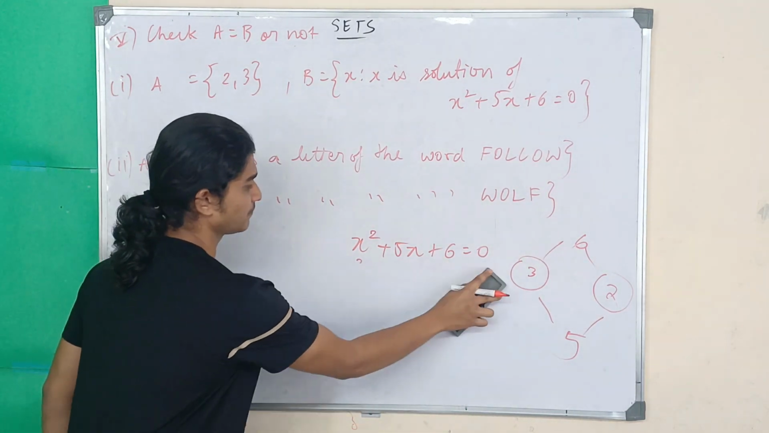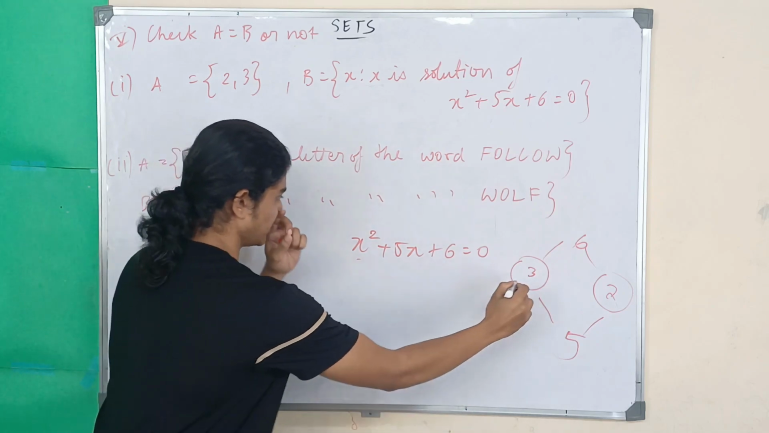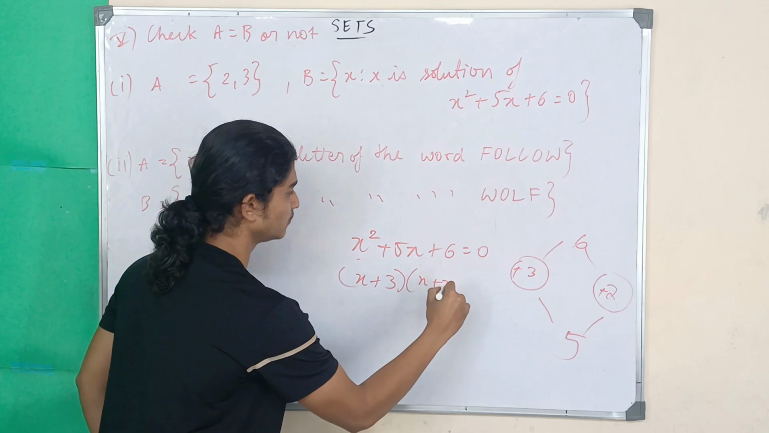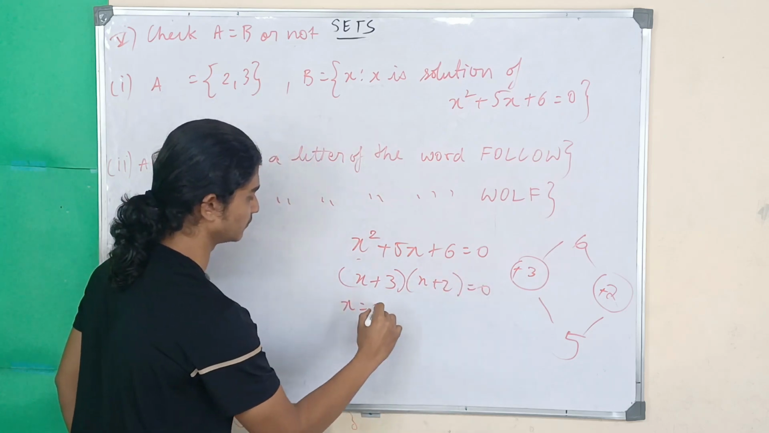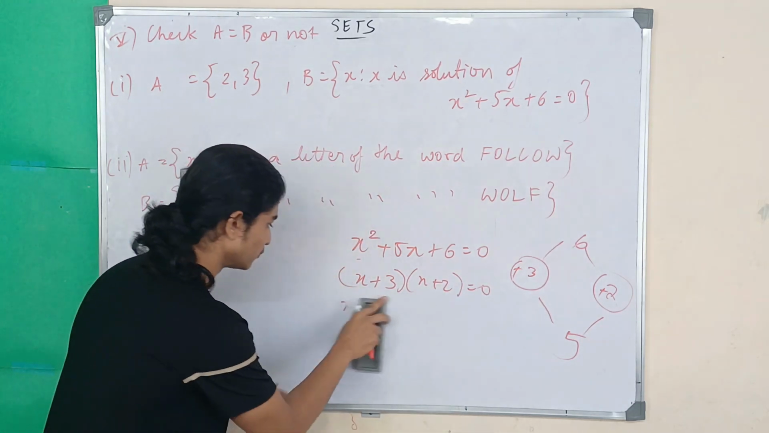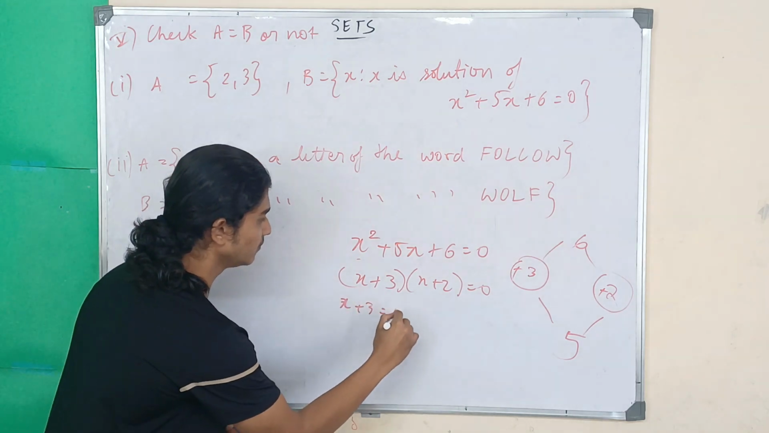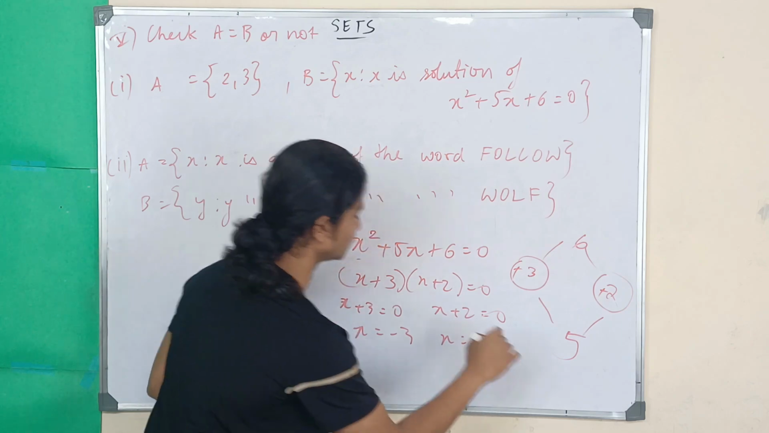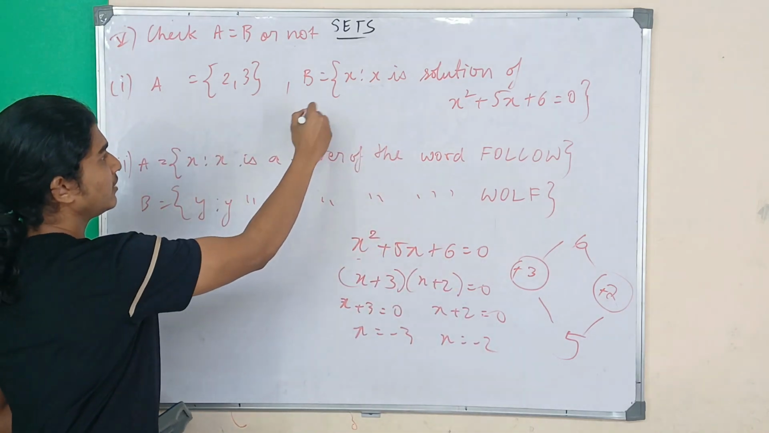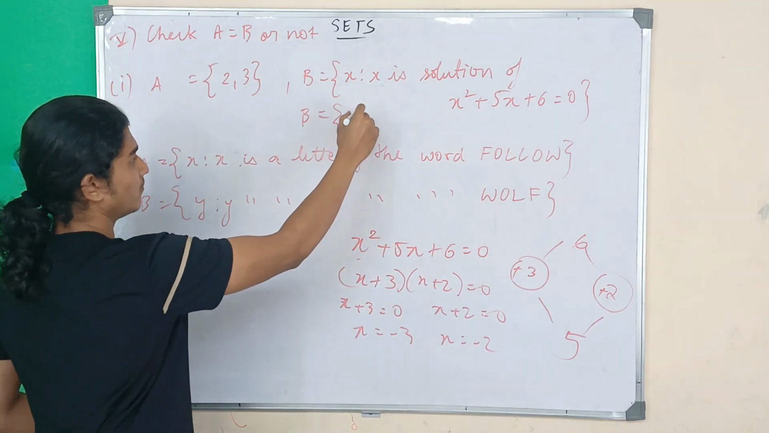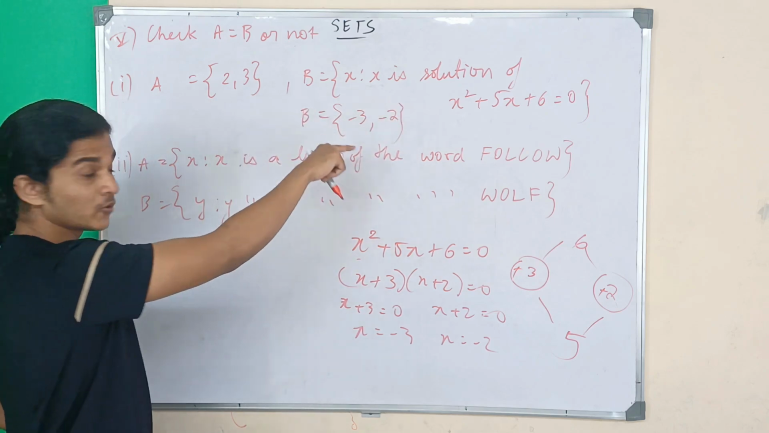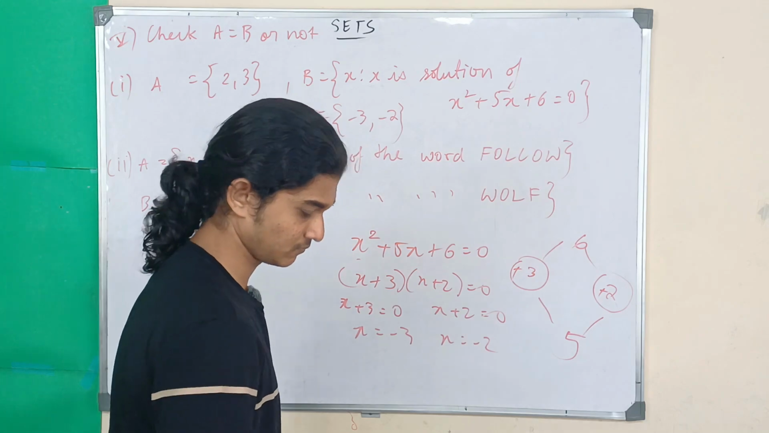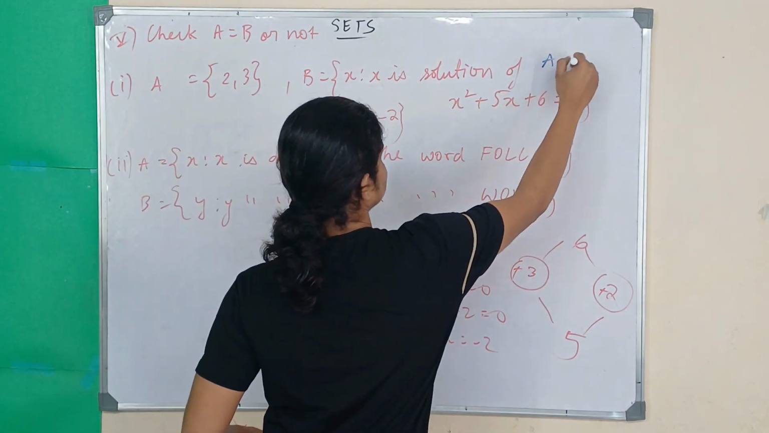And then you have to take those numbers and write it this way. This is basically plus 3 and plus 2. So (x plus 3)(x plus 2) equal to 0, and then you have to write the two different equations. So x plus 3 equal to 0, x plus 2 equal to 0, x equal to minus 3, x equal to minus 2. So what are the solutions of this B? B in roster form, I can write like this: minus 3 comma minus 2. Are these two equal? Absolutely not. So A is not equal to B.